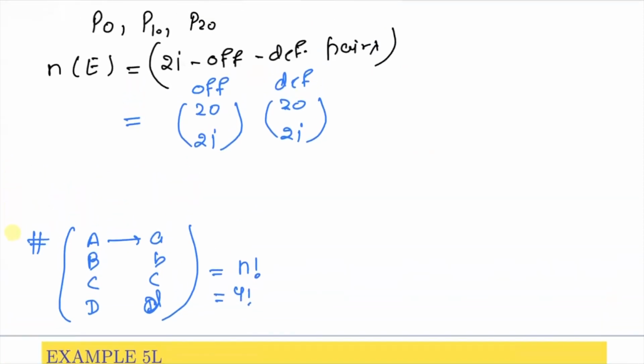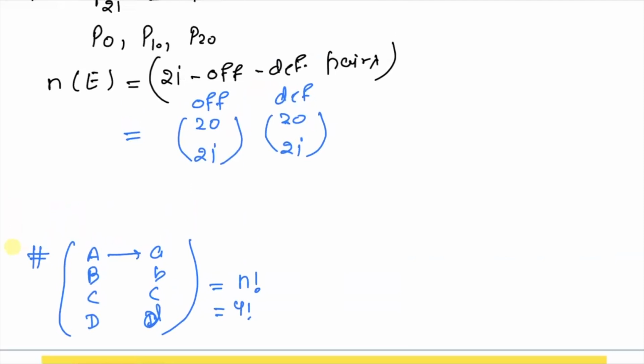So when two I persons are there from offensive and 2I from the defensive, in total how many do you have? 2I offensive and 2I defensive, so it is 4I persons technically. But you have to pair them. How many pairs are possible? I'm going to multiply by 2I factorial.